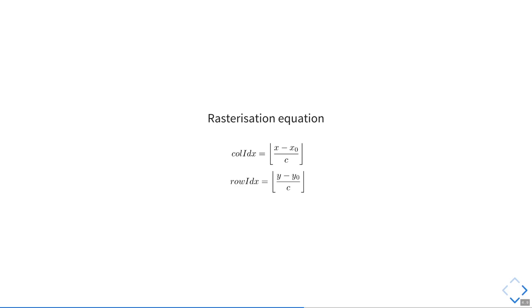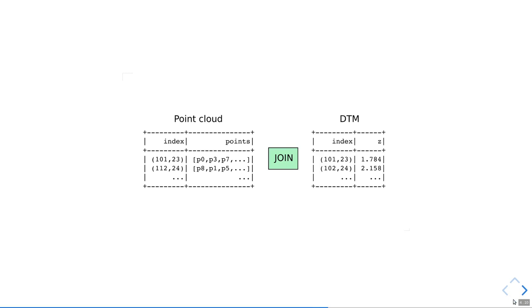In the equation, x and y are the original geographic coordinates. x0 and y0 are the geographic coordinates of an arbitrary corner of a raster cell, and c is the raster cell size. After we have the raster keys for both of the datasets, the join is straightforward.